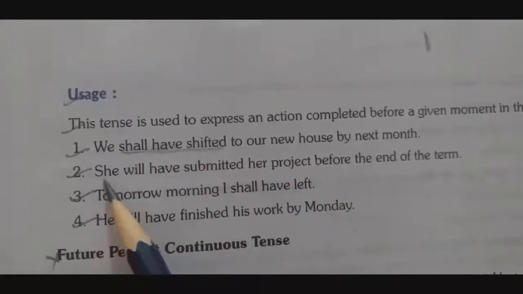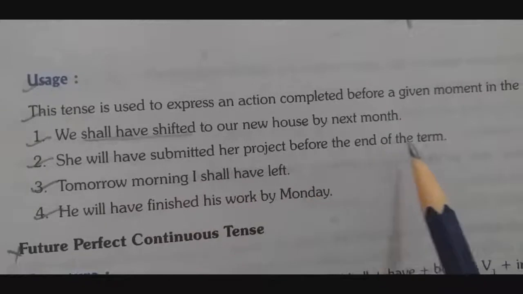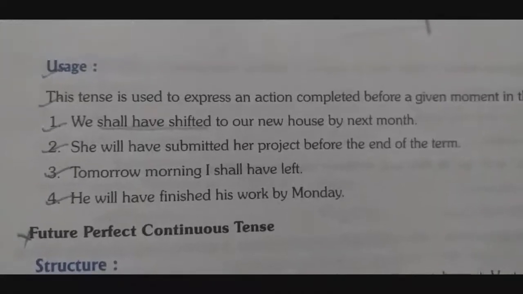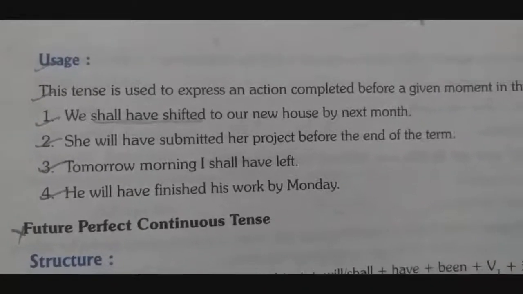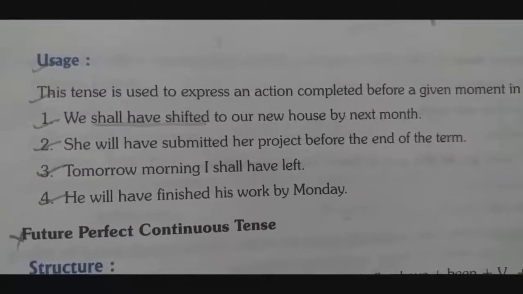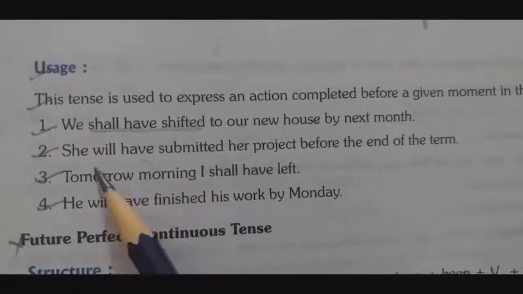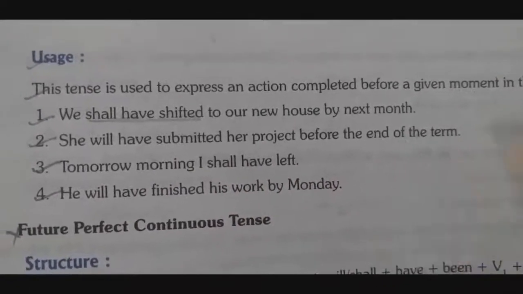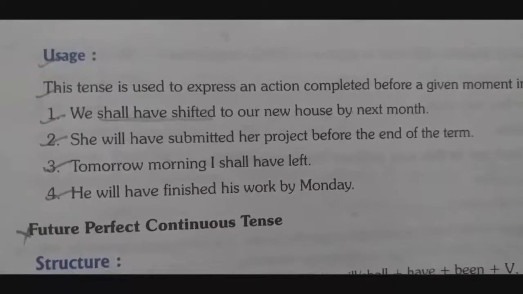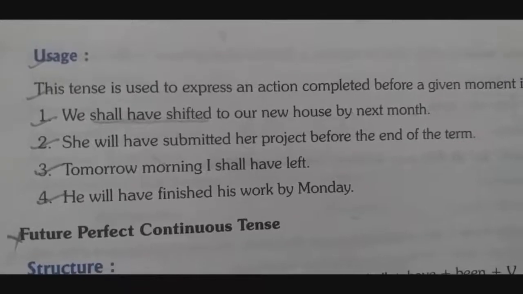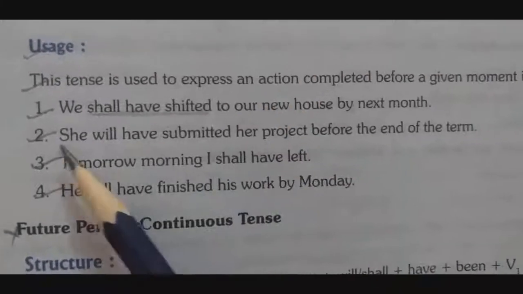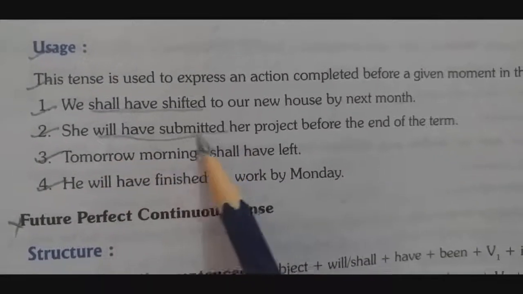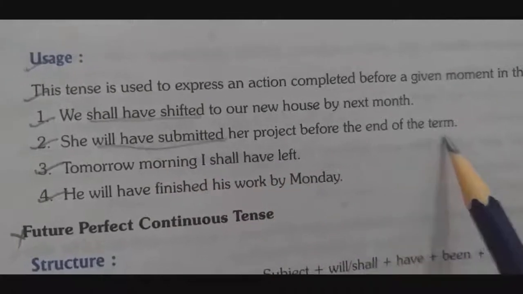Example number 2. She will have submitted her project before the end of the term. Okay, so now all the friends of a particular girl are telling that you are very late in submitting your project. But I am sure, so I am telling you the answer. And what is the answer? She will have submitted her project before the end of the term. Term ख़त्म होने के पहले ही वो अपनी प्रोजेक्ट सबमिट कर चुकी होंगी. She will have submitted. So will have submitted means it is already perfect. Will have submitted her project before the end of the term.